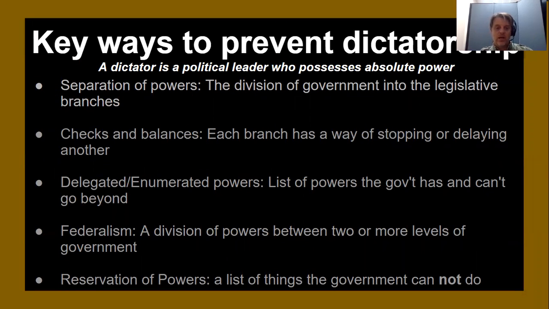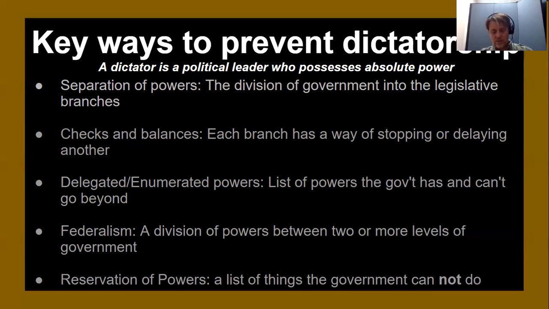Another issue they were looking to address was that of a dictatorship, meaning ultimate rule, absolute power found in a single person. They were dealing with King George III, who was trying to take back power from Parliament and ruled pretty much as an absolute ruler over the colonies. They looked at dictatorship as a bad thing.